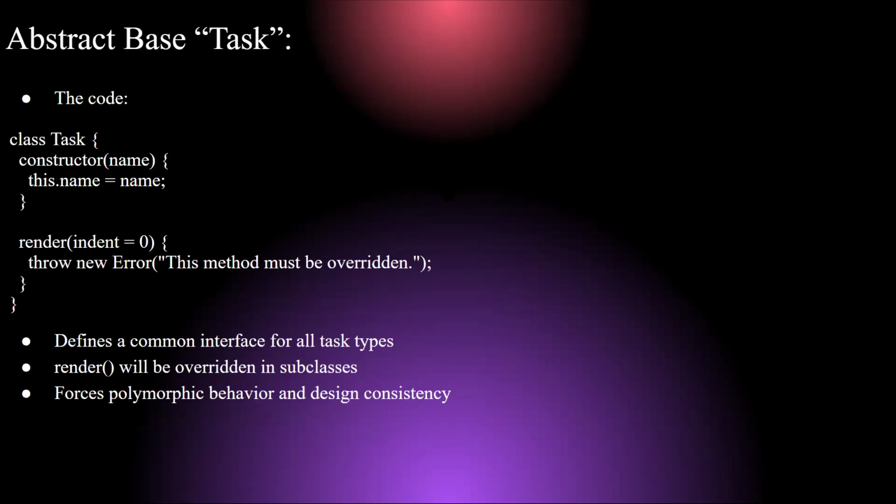Now, the task class. This is the abstract base class, task, which defines the interface for all tasks. This class includes a name, which describes the task, and a render method, which all subclasses are required to implement. The render method in this base class throws an error by default so that any subclass must override it. This is how we enforce consistent behavior across all child classes, a concept borrowed from classical inheritance. In the composite pattern, this abstract class is referred to as the component. It defines a common structure and operations for both leaf and composite nodes.